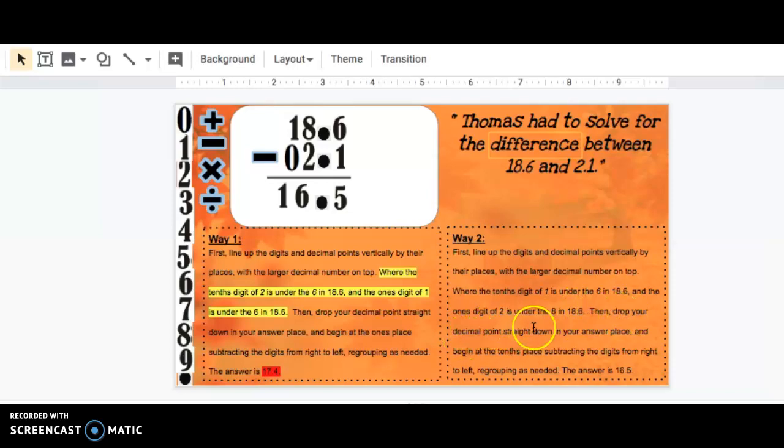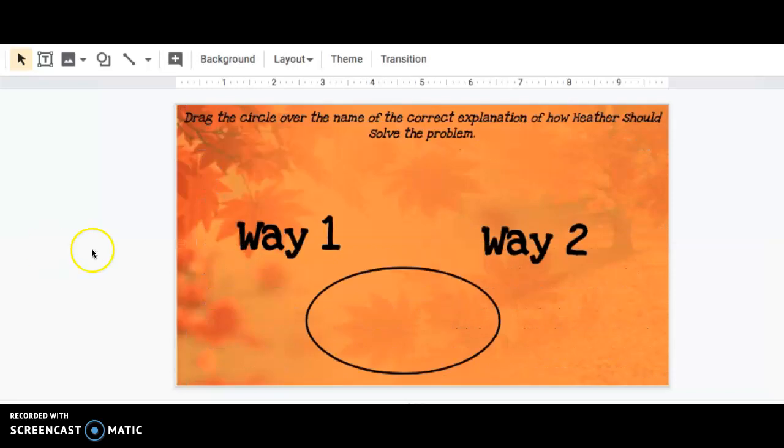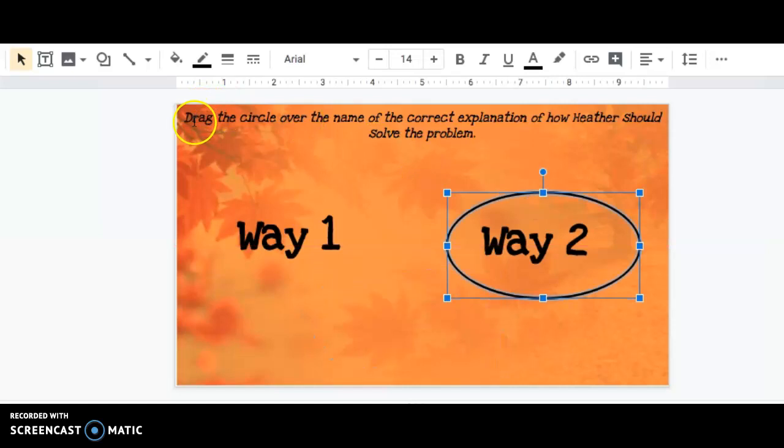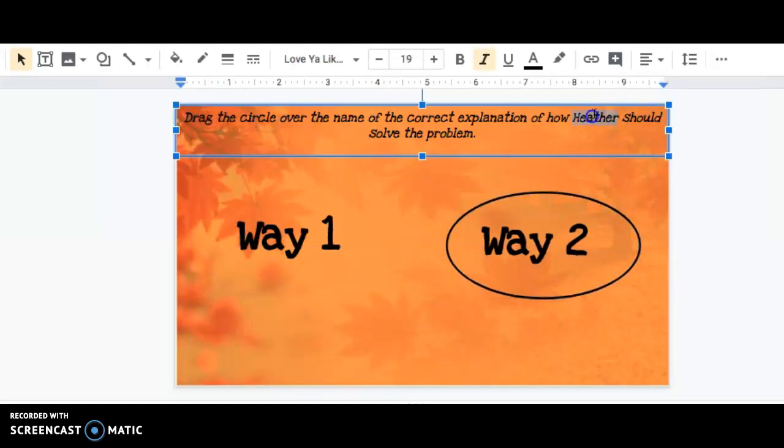Then drop your decimal point straight down in your answer place and begin on the tenths place, subtracting the digits from right to left, regrouping as needed. The answer is 16.5, which is correct. So then I would go to my slide and put my circle around way 2, because it says drag the circle over the name of the correct explanation of how Thomas should solve the problem. So way 2 is the way he should have solved it.